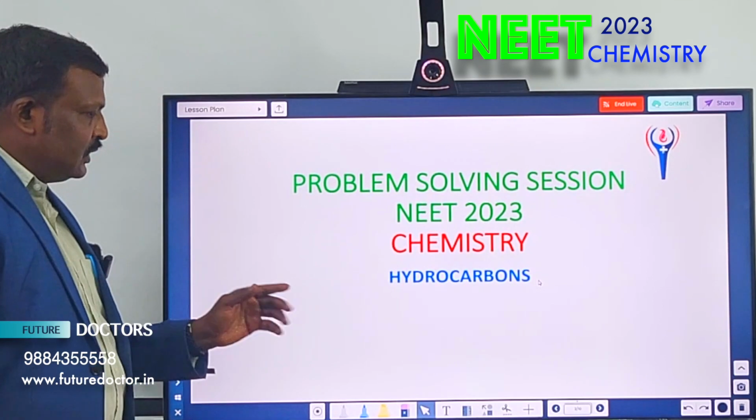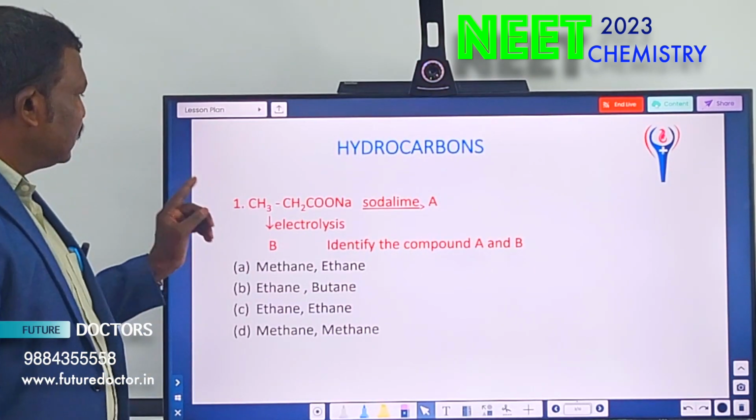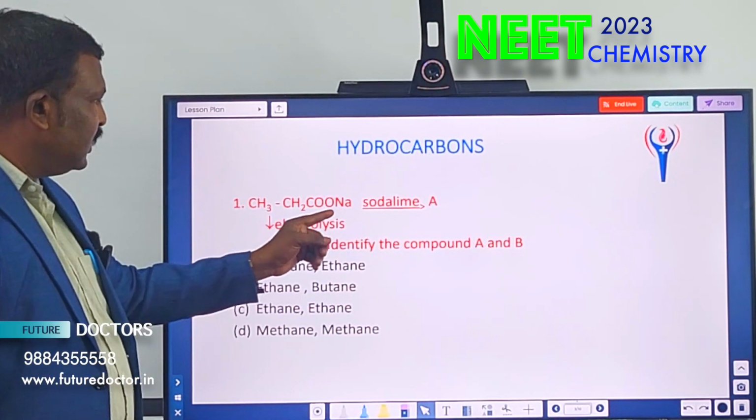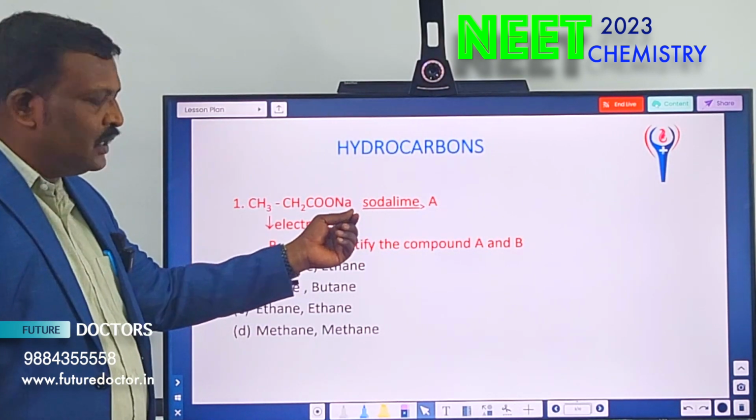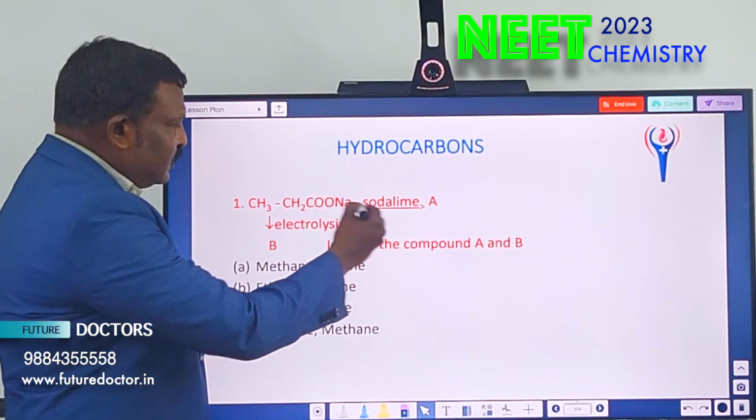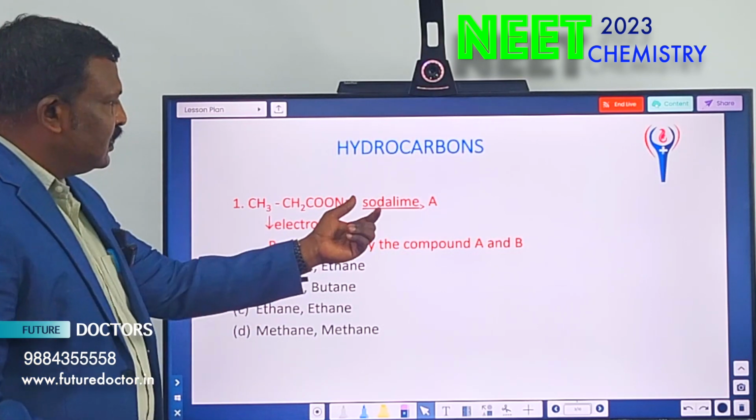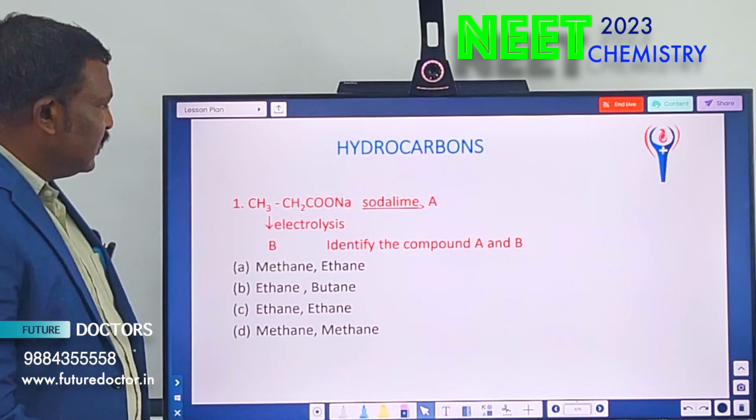Now let us see the first question in the chapter. Simple one. CH3CH2COONa with soda lime. Soda lime means you must know it's a decarboxylating agent, isn't it? That removes a CO2 molecule from the compounds. That's the role of this reagent. See the first one.